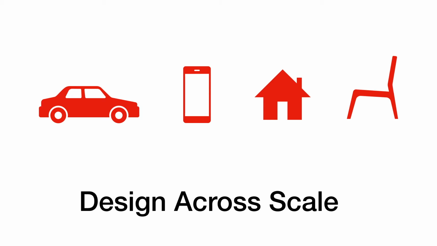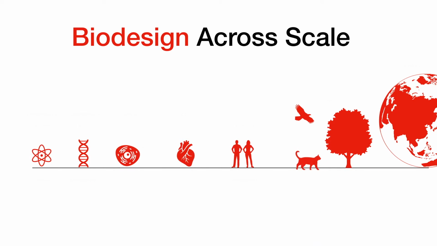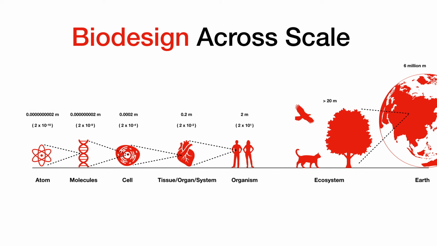When we think about design across scale, it allows us to explore how we interact with the external world through the process of design and engineering. Now that you have learned about biological systems, I would like to highlight how humans have designed with living organisms and created biodesign projects across scale. And of course, we'll start with the smallest scale, from atom to molecule, cell, tissue, organism, ecosystem, and the world.